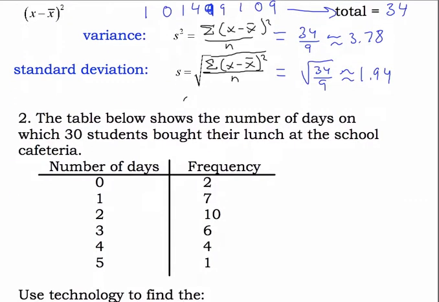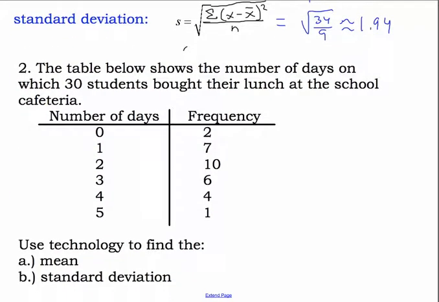Okay, so now we're going to look at how to find the mean and standard deviation for grouped data. We've got frequencies here, and we've got number of days. So 7 students bring their lunch 1 day a week, 10 students 2 days a week, and so forth. We could calculate all this by hand and multiply the frequency by number of days and add them up, but that would kind of take forever.